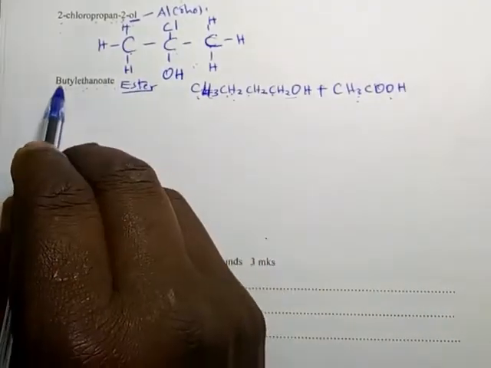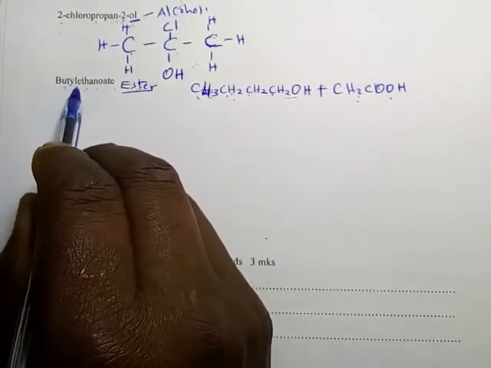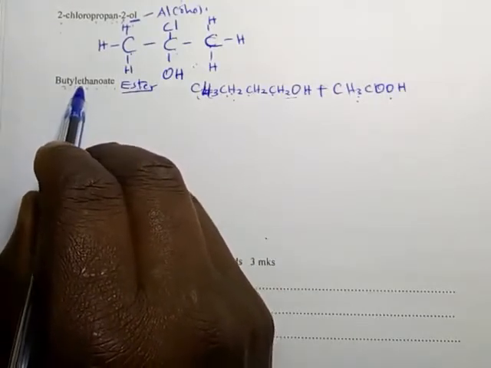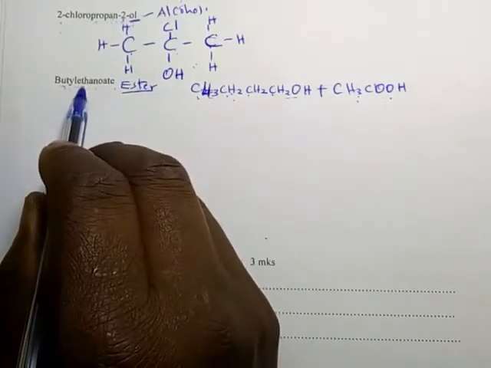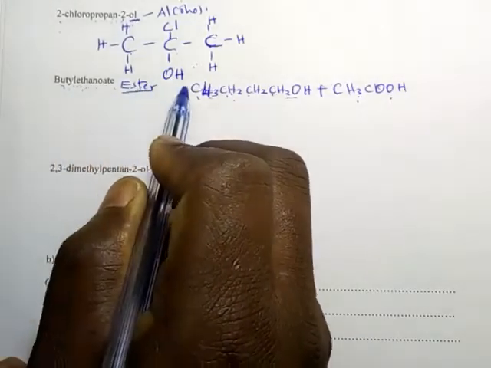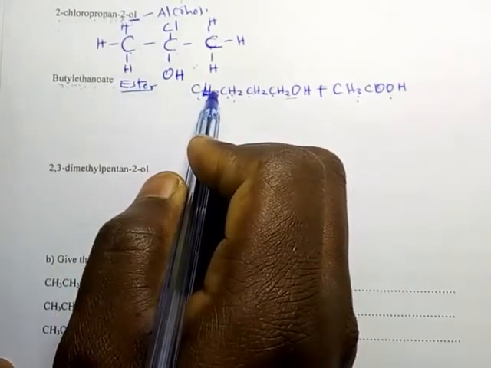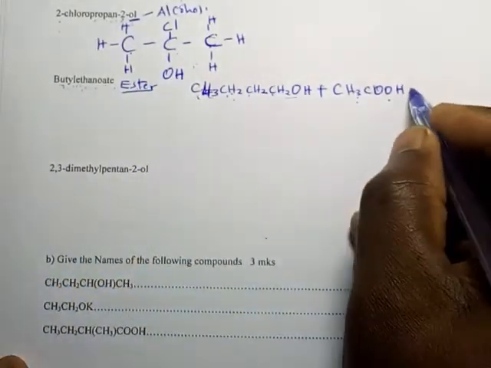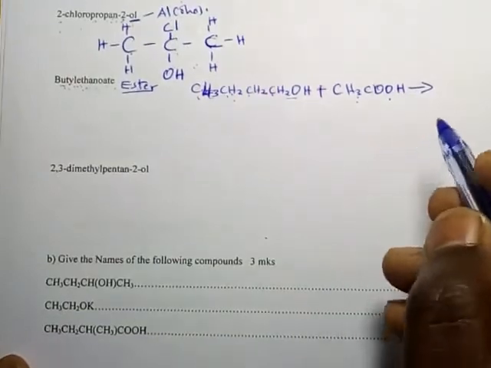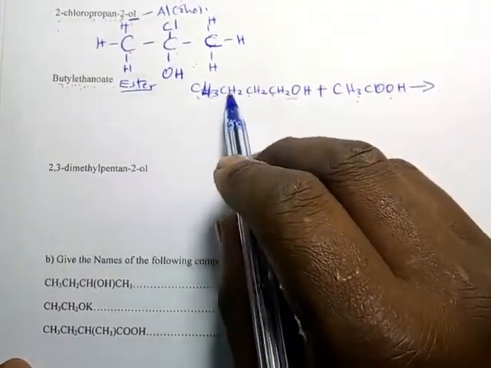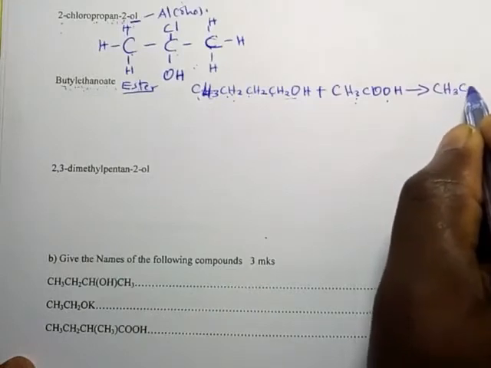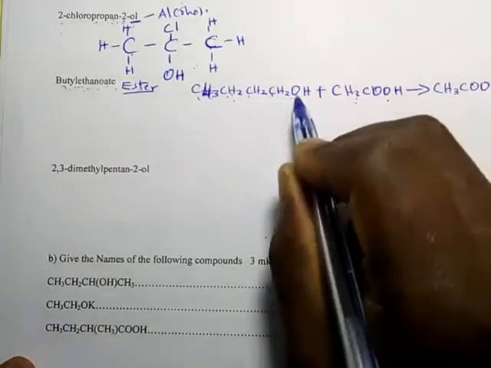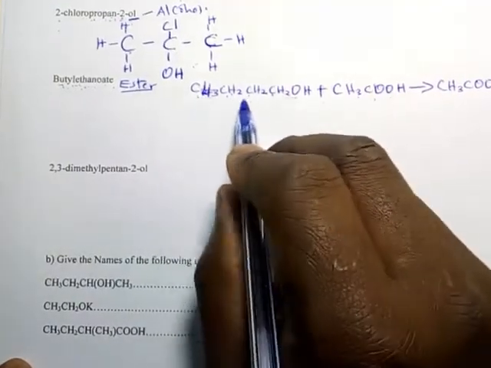Then the first part of the name, butyl, comes from the alcohol, and the ethanoate part comes from the acid. So we want to draw the structure. This one will give us the acid CH3COO, and then you copy everything from here up to here.